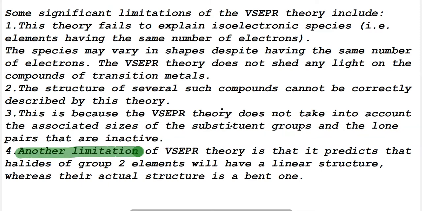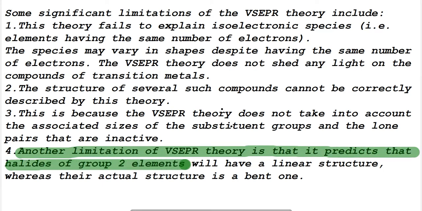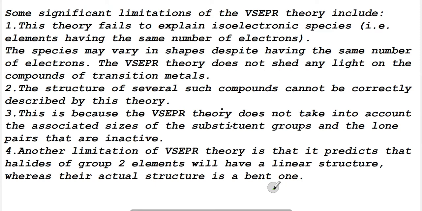Another limitation of VSEPR theory is that it predicts that halides of group 2 elements will have a linear structure, whereas their actual structure is bent. So why are they bent? This is also not explained. So these are some of the drawbacks of the VSEPR theory, and due to these drawbacks, a new theory which can explain these questions is required.